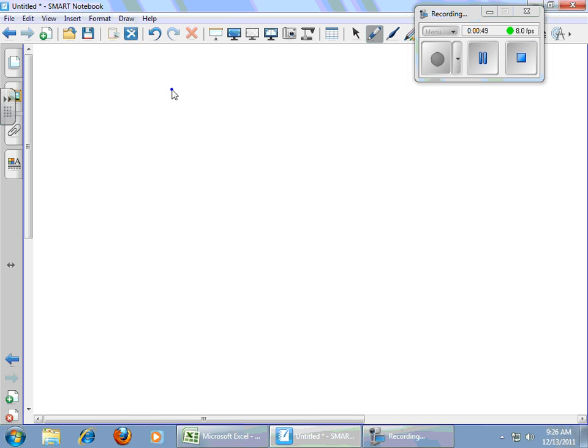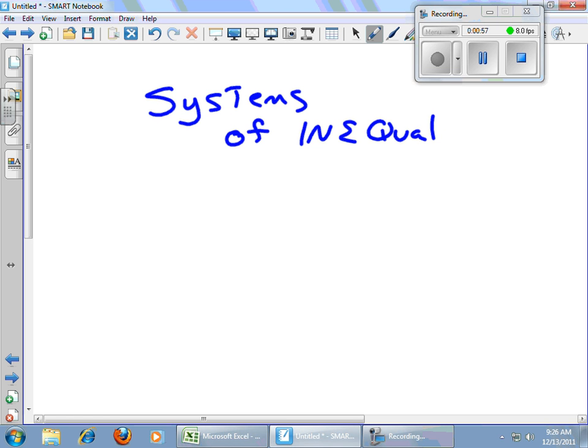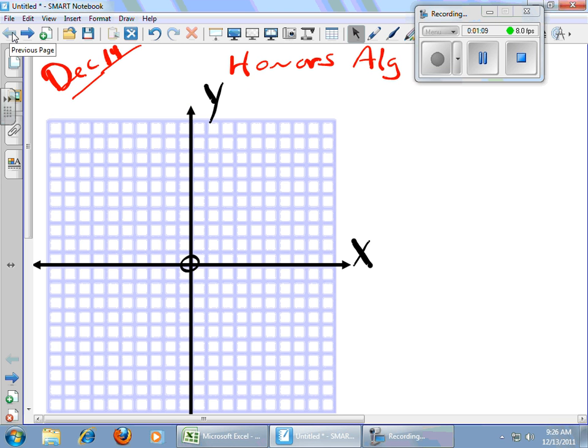Today we are graphing systems of inequalities. All that means is we're going to have two graphs, two lines on the same graph. It's actually kind of cool. It visually looks really neat. Let's say we have a simple inequality like this.